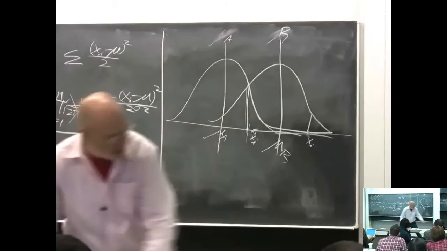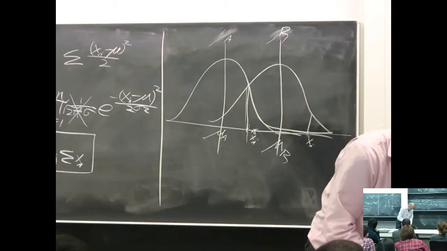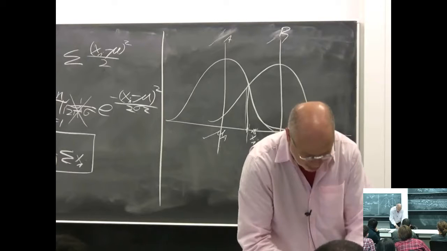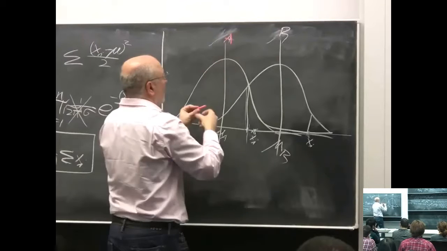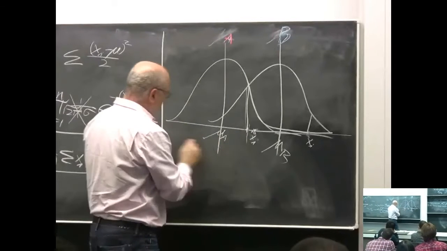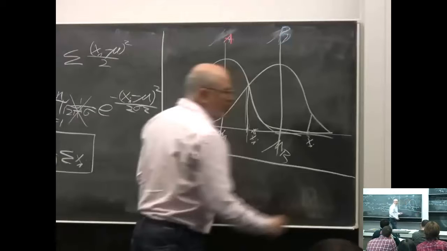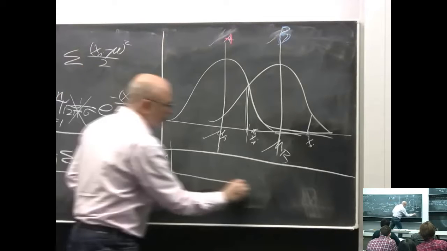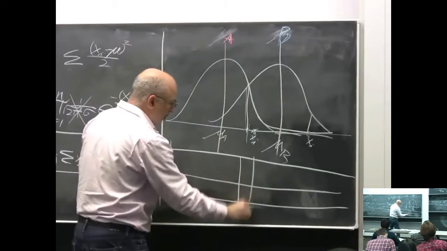In fact, I have colors. I will use red and blue for A and B. Here's A, here's B. Now let me keep counts of how many of the x's came from each Gaussian, what came from A and what came from B. So this xi came half-half.